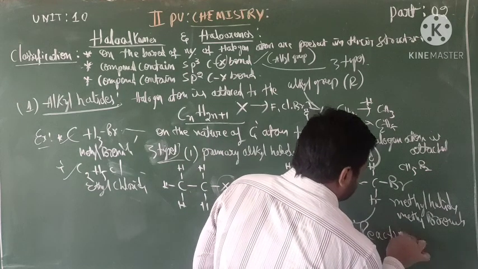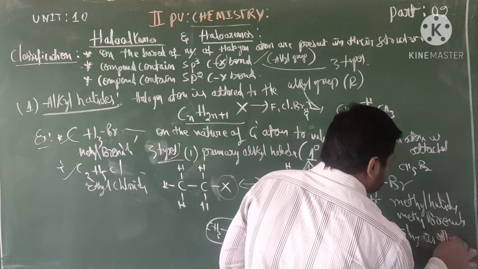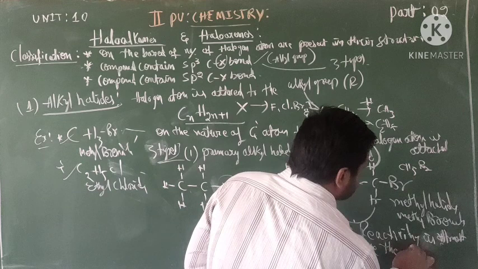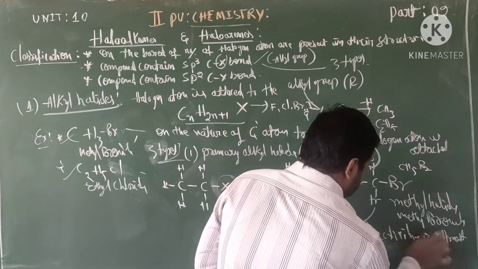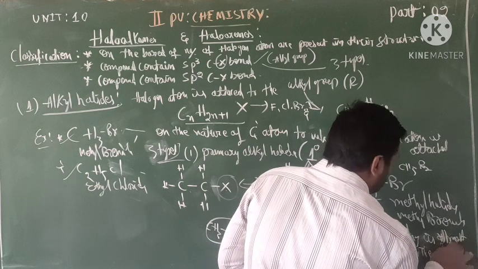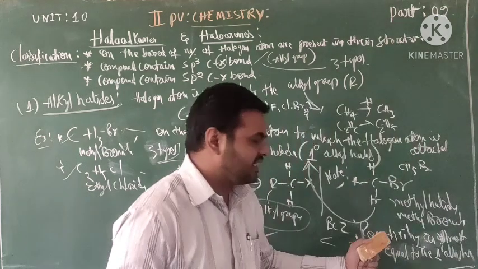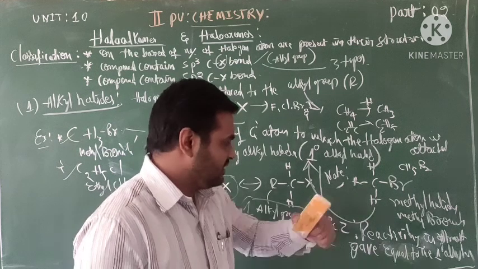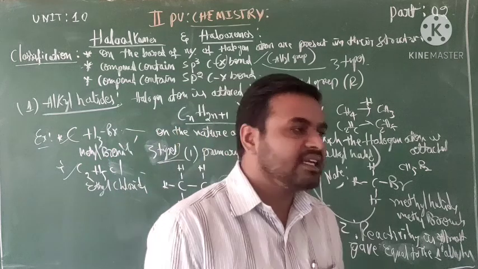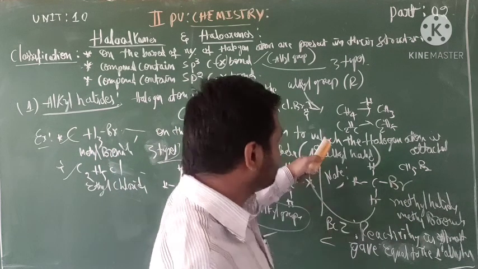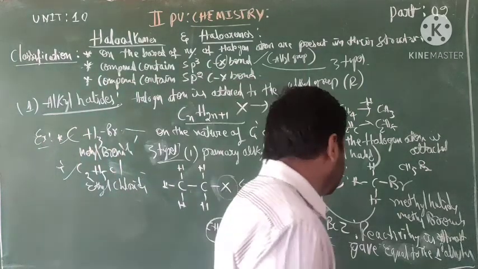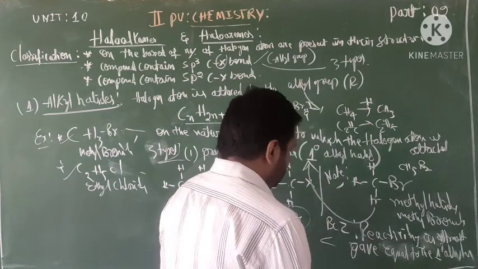reactivity. The reactivity is almost equal to the primary alkyl halides. Okay. The reactivity nature is the same as primary alkyl halides. It will be the same reactivity. So for that reason, the methyl halides are also considered primary alkyl halides. So this example is also considered a primary alkyl halide. This is one of the points. Just note down this one.